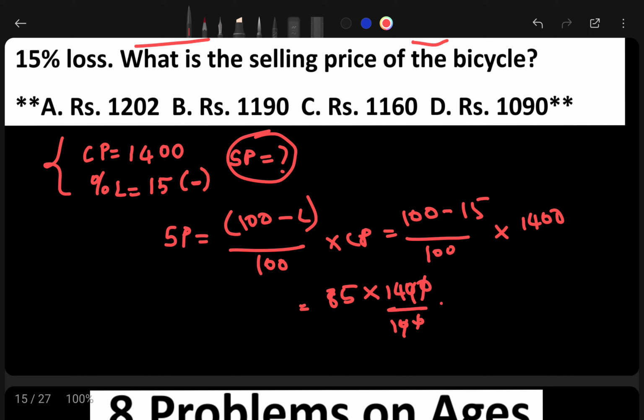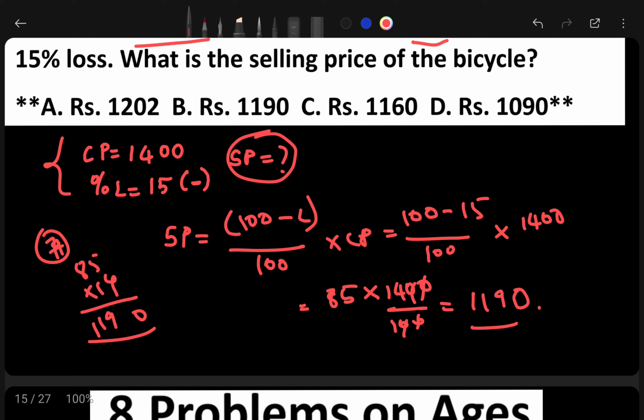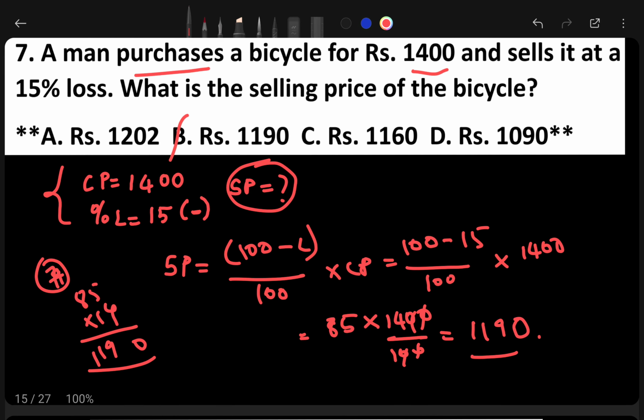Two zeros cancel. 85 times 14, how much is it going to be? 14 fives are 70. 14 eights are 112, plus 7 gives me 119. So the answer is going to be 1190, his selling price. Option B, 1190 is the answer.